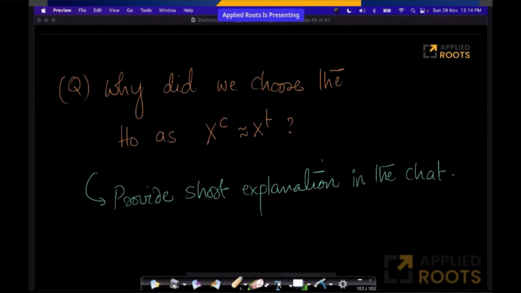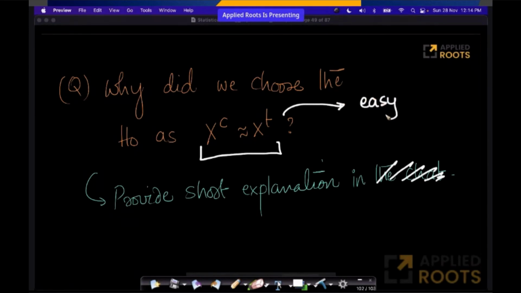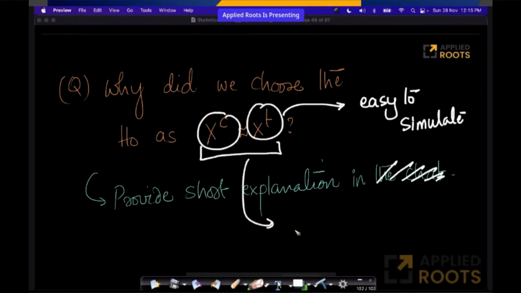I think I've already answered this. This need not be discussed. So why did we choose our null hypothesis as xc equals xt? I already answered that without even realizing that there is a question. We did this because this is easy to simulate, right? If xc and xt have similar distributions, I am just combining. So through the strategy of combine, shuffle, resample, we can simulate this null hypothesis.